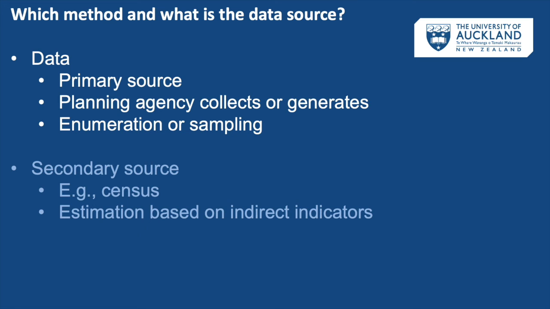Primary sources of data are things that are originally collected often by a planning agency and are generated through its own form of data collection. So this might be enumeration or sampling. Secondary data, that's things like the census, are estimations based on indirect indicators.